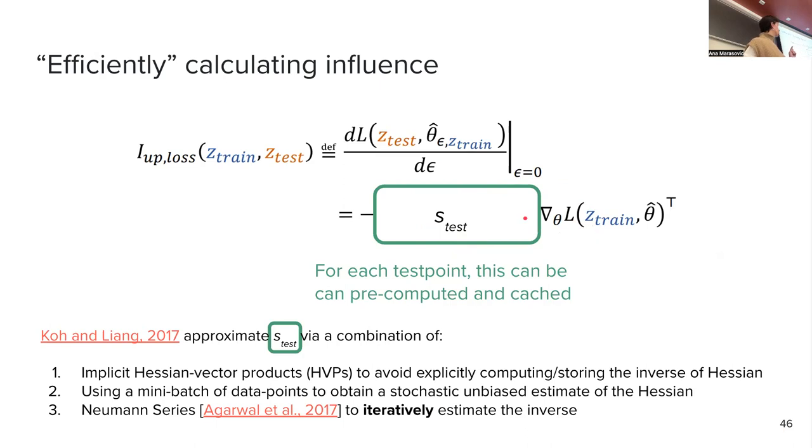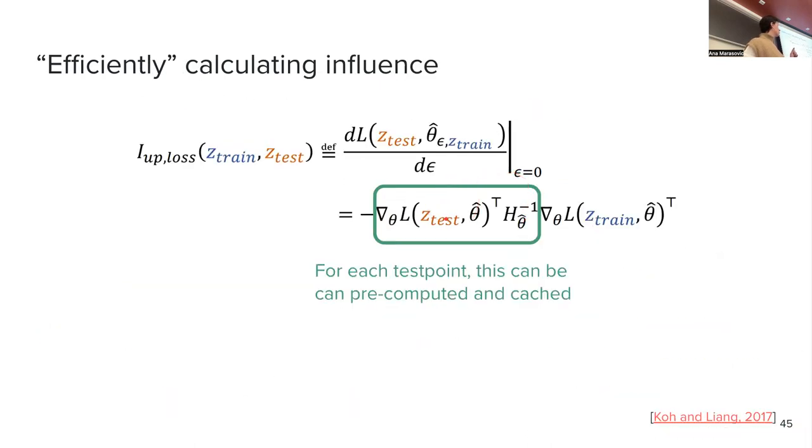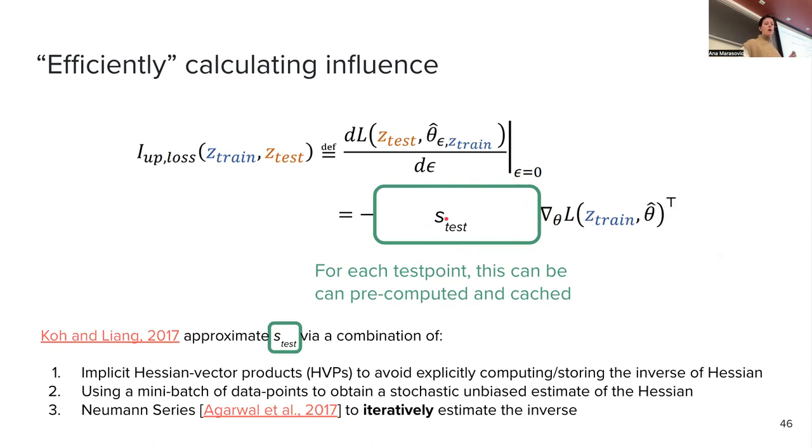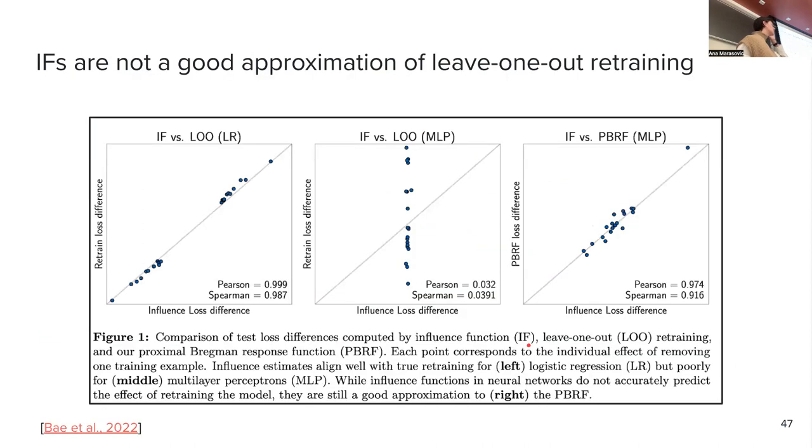We don't really want to compute this explicitly. We want to approximate it via a combination of certain things. Already in 2017 we had seen this, but it has still been slow. I pointed you to some resources in the paper you all read, which references a bunch of papers that try to speed this up even further.